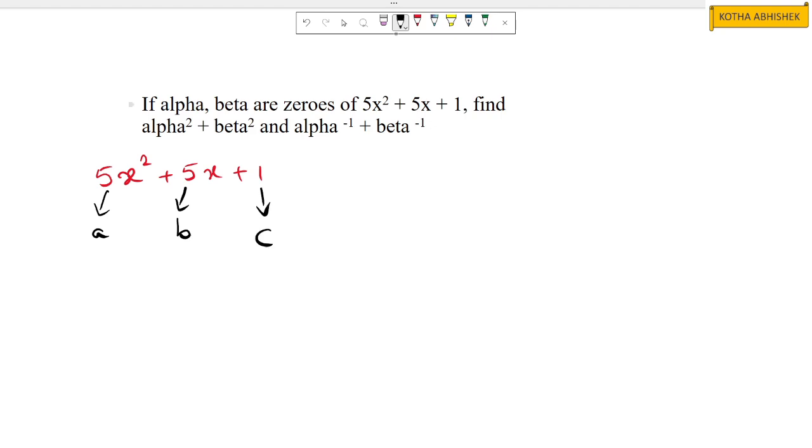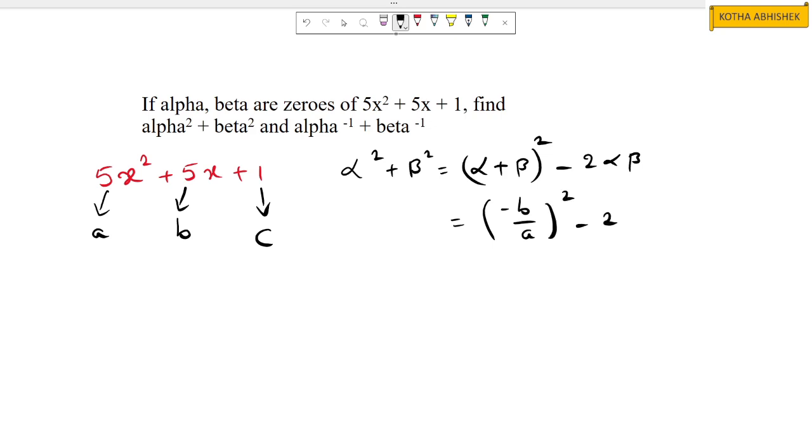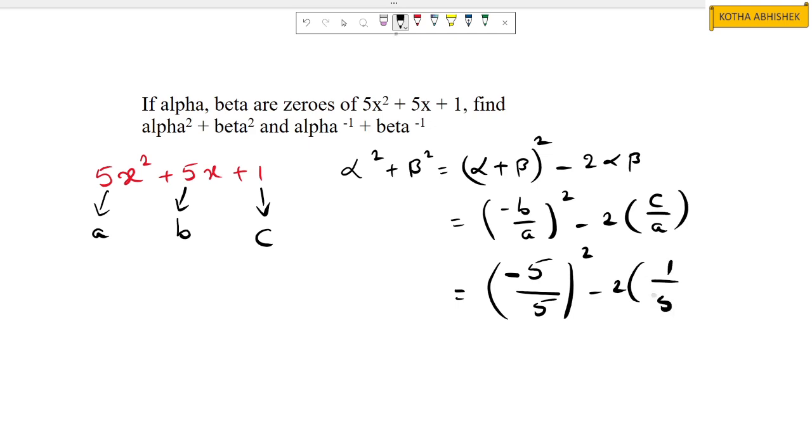Now he is asking to find out the value of alpha square plus beta square, right? So alpha square plus beta square equals, with this formula you need to remember compulsory, alpha square plus beta square is nothing but alpha plus beta whole square minus 2 alpha beta. Here bracket as it is, alpha plus beta formula is minus b by a whole square as it is minus 2 into alpha beta, that is product of the zeros, is c by a. Now substituting the values, minus symbol as it is, b value is 5 divided by a value also 5 whole square minus 2 times c value is 1 divided by a value is 5.